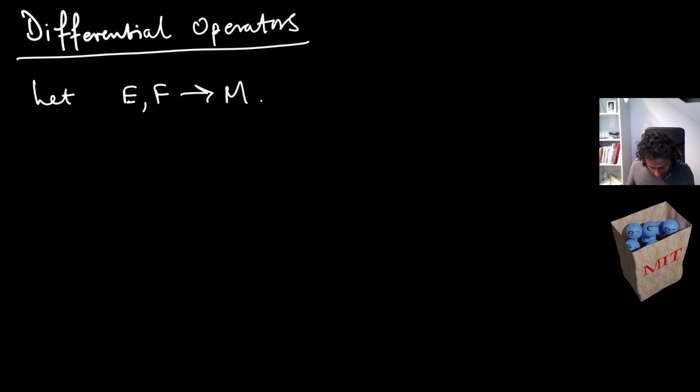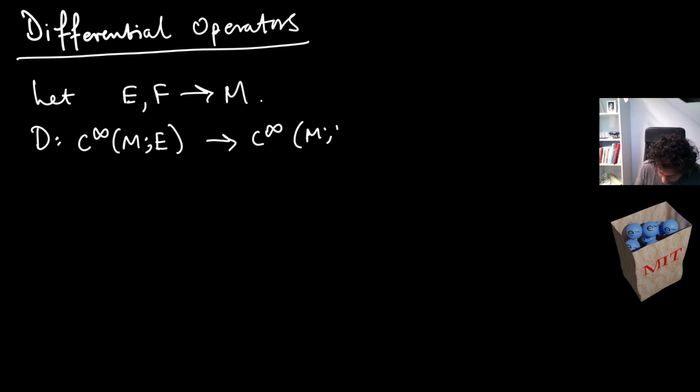So we're going to talk about differential operators. So let E and F be vector bundles over M. And so D is a differential operator. So this is just a map from the smooth functions of E, and it lands us in the smooth functions of F. And for us, differential operators are always linear. Okay?